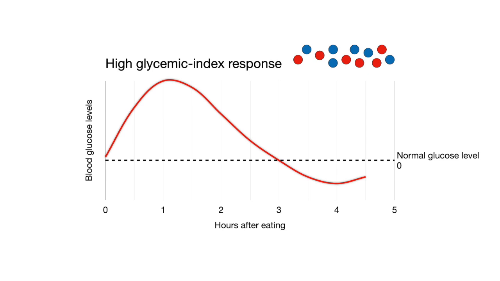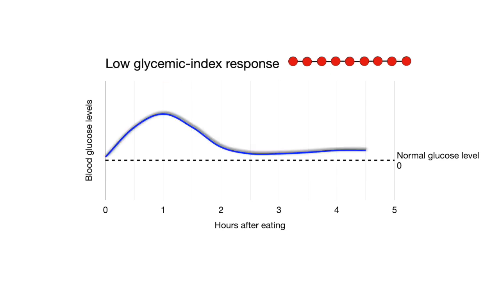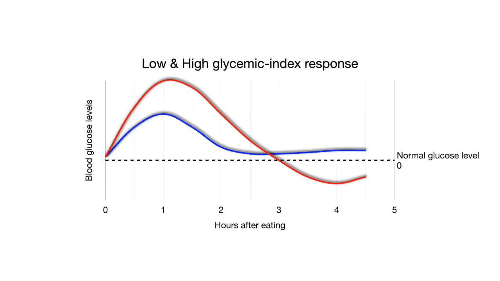Now, if we look at the second graph, the low glycemic index rise, this is essentially your strip of dots here. We get a moderate rise in blood glucose, but then we have a sustained energy release and we don't have that crash. If you put these two graphs together, you can see the difference. So that's the difference in terms of energy.